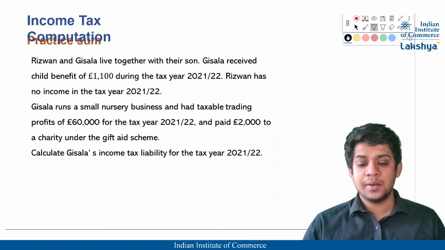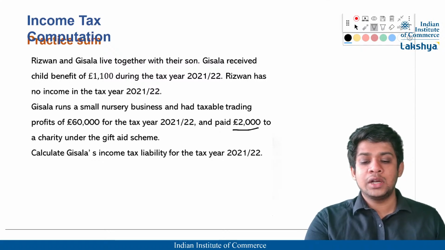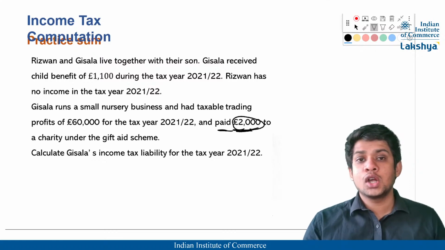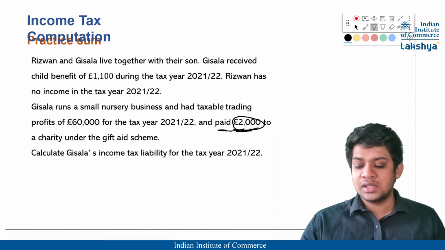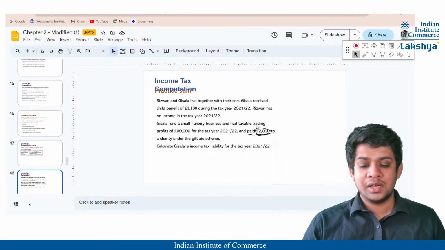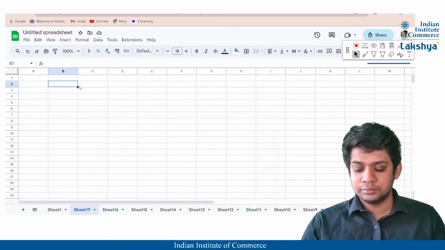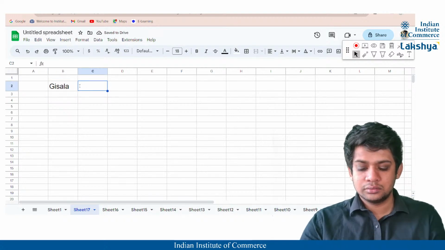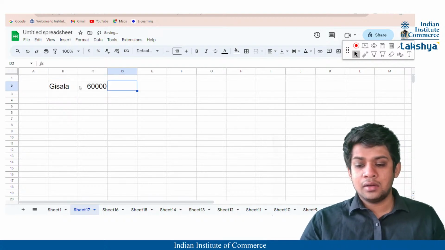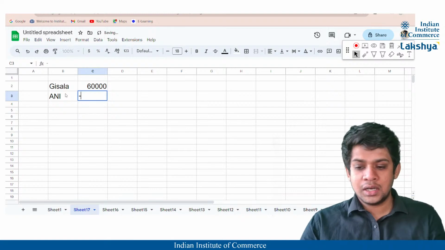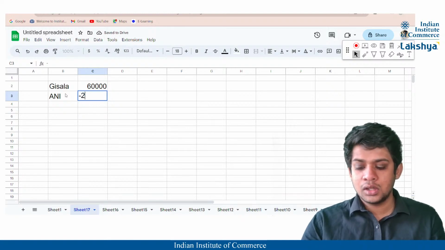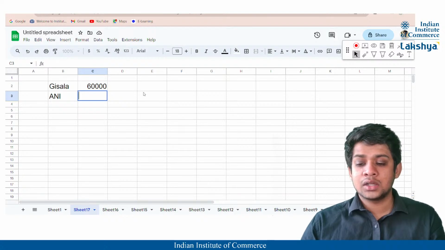But the only thing is that we actually included the net amount, because the paid amount is £2,000. So we have to deduct the gross amount. I thought this is the gross amount. So when we resolve this sum, I'll show you how it is supposed to be done. The income of Gisela was 60,000, and to calculate her adjusted net income, we actually deducted this amount of 2000. Rather, we had to deduct the gross amount.